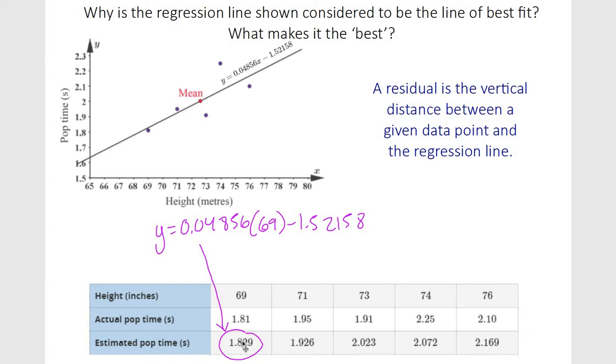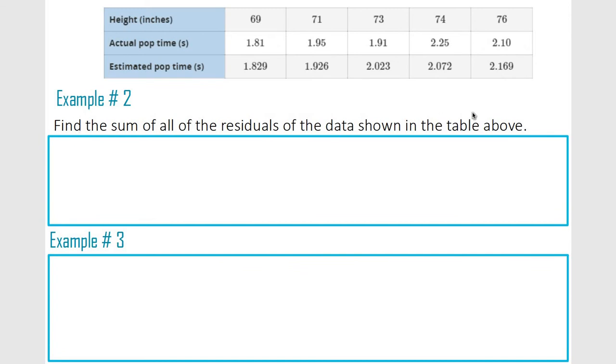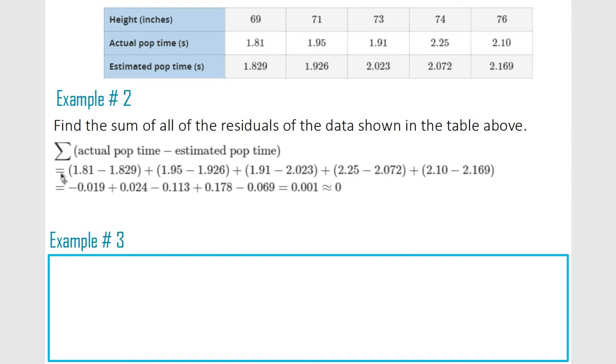We've seen this before, right? We get our estimated values by plugging them into our line of best fit. And then here, I just didn't want to give it away. You find the sum of all the residuals of the data shown in the table, so add up all the residuals. That's the actual time and estimated time, so you would do actual minus estimated, observed minus estimated.